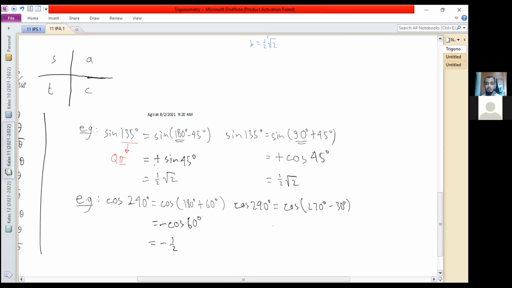And if you are using the other axis, then we still get, just like before, the third quadrant, so negative for cosine, and then because we are using 270, this will change into sine, and the related angle is 30 degrees, so sine of 30 degrees. So just like before, we get the same answer, which is negative 1/2.